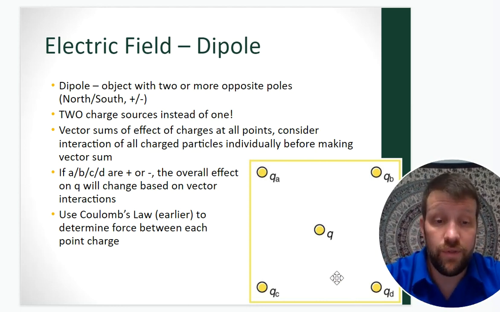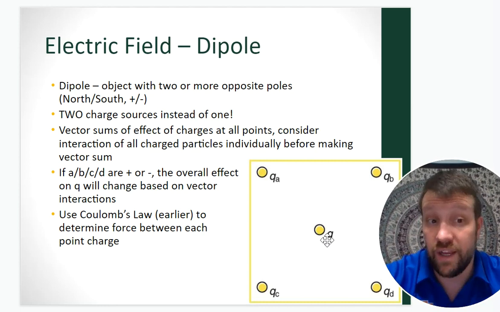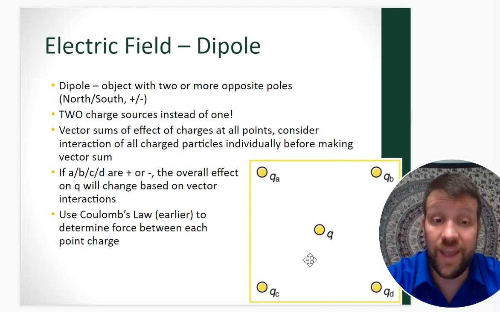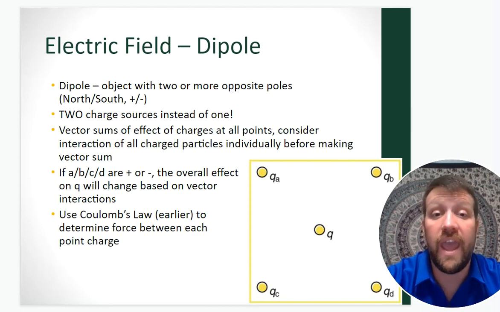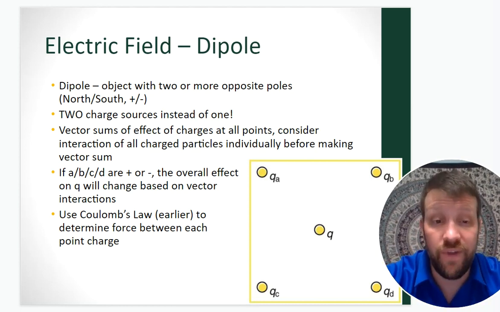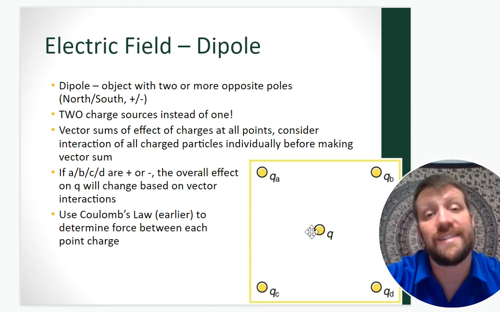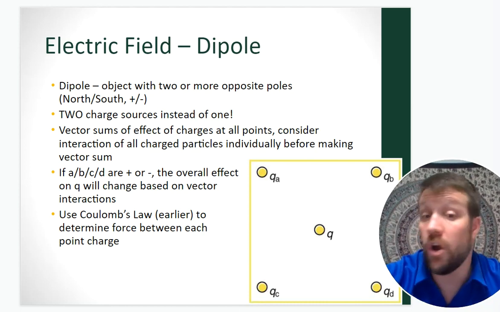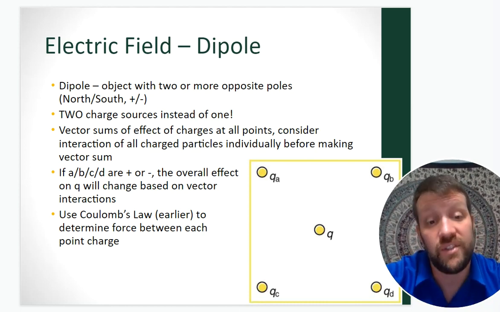Now, if the charged object Q in the center is negative, and all of these charges around the outside are positive, and it's exactly in the center, and they're all the exact same charge values, then they're all going to hold it in exactly that spot, because the force between these two will equal the force between those two, and that equals this force, and that equals this force, and so overall our vector sum of forces would turn out to be 0.